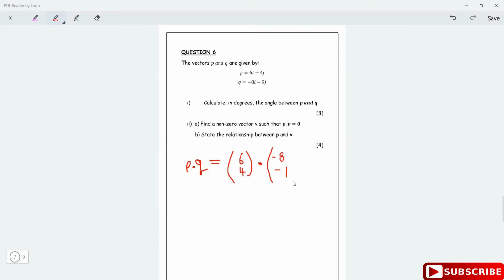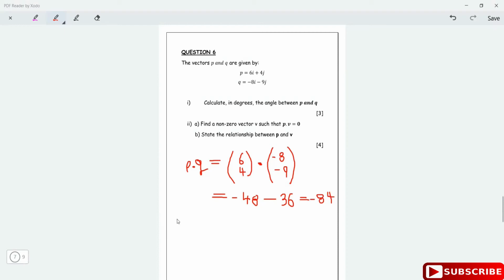So what this works out to be is 6 times minus 8, which is minus 48. Then we have 4 times minus 9, which is minus 36. And so minus 48 minus 36 is minus 84. So now we have P dot Q.